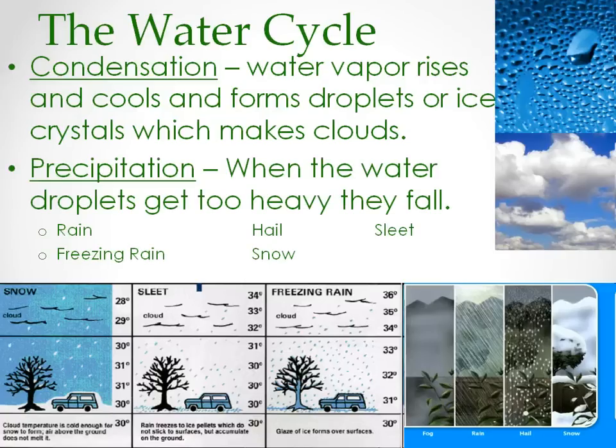And then the next step is precipitation. When that water gets too heavy, it falls and comes down in these 5 types. And this explains how some of those come to be.